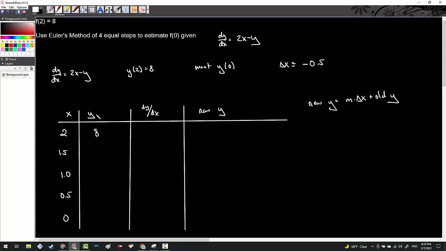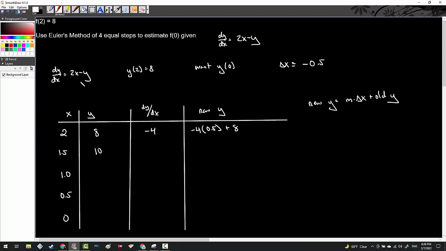Now I'm going to move a little fast here. If you want, please feel free to pause the video, try and get an answer before me, and then fast forward to the end of this problem to see if we end up matching up as far as the lesson goes. But this will end up being -4 if you plug a 2 and an 8 into the derivative, which means the new y is going to be -4 times delta x, so 0.5, plus old y, so plus 8. The culmination of all this is going to give me a 10.